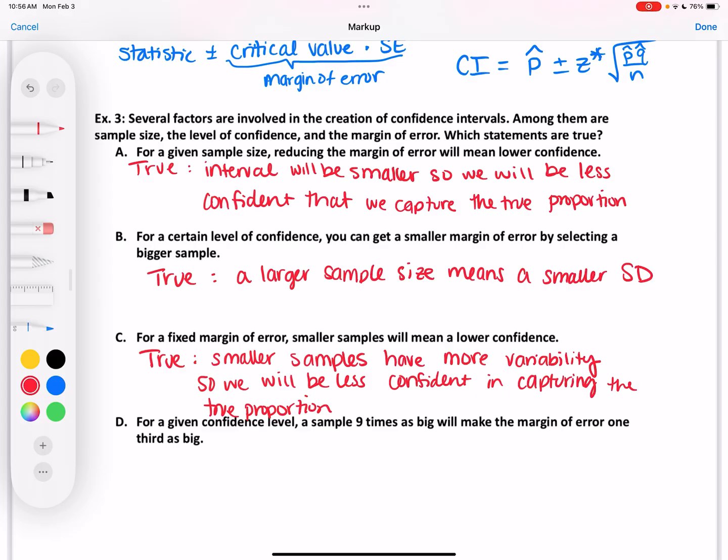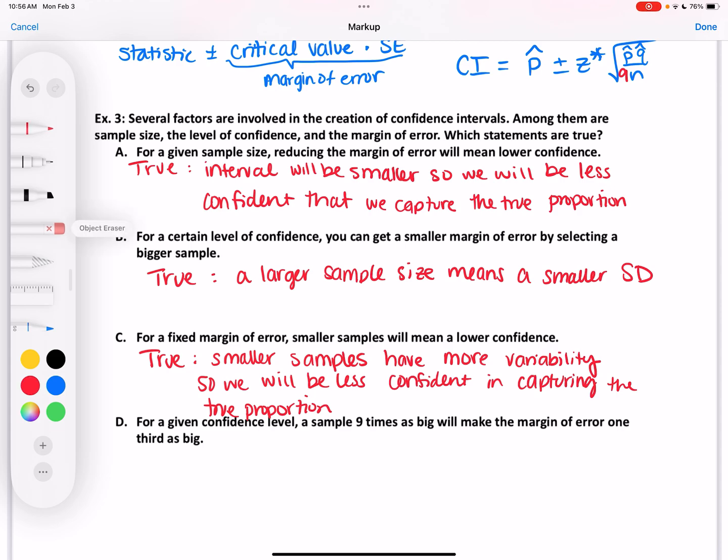Wait, what happens if I do this? Oh, no, it makes it 3 times. No, wait. 1/9 is big. It's the square root of 1/9, which is what? 1/3. True. So it's also true.